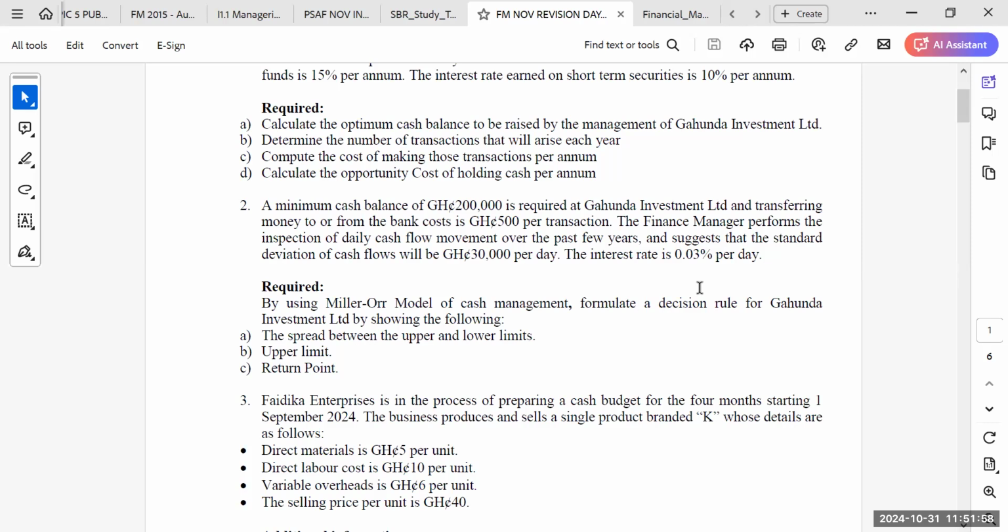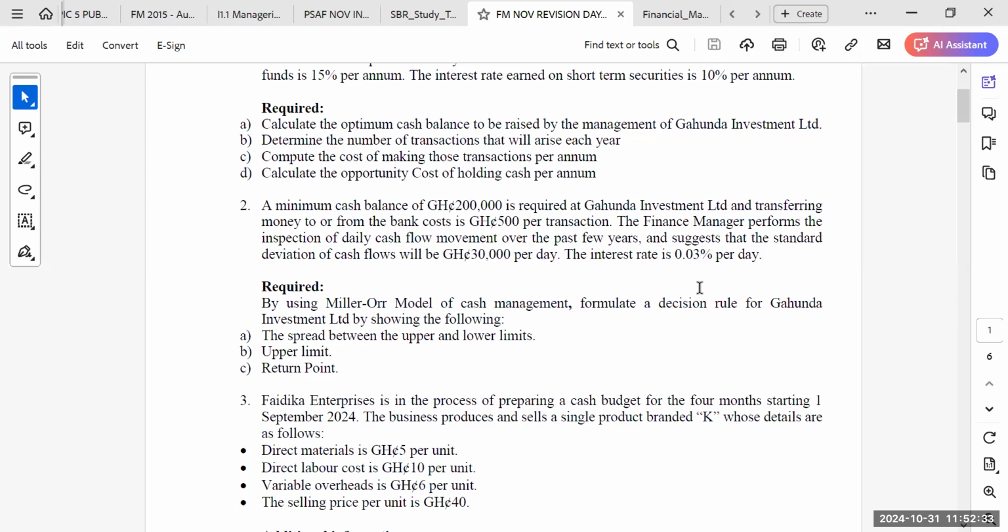Okay. So you can see that mostly the questions that we have solved, they have given you the interest on an annual basis, isn't it? The interest has always been given to you on an annual basis. I hope you can remember that. So they will give you the annual interest rate. Then we say that the calculation of the interest rate is based on how the standard deviation is calculated. If it is per day, you have to find the per day interest.